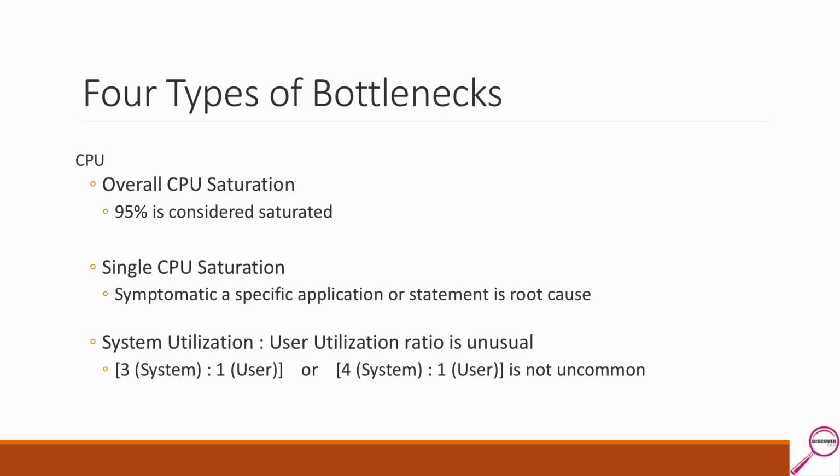And the other thing to watch for that I think is very useful is what's the ratio between system utilization and user utilization. If you're taking a look at that and it's 3-to-1 or 4-to-1, that's not uncommon. It's when you're getting beyond that that you can grow concerned.